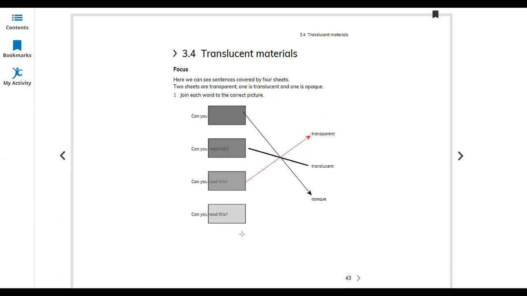And the fourth one also, it's clear, completely clear. So it's also transparent. So this one completely blocks the light, opaque. This one is blurred, we cannot read very well, translucent. And the other two we can read very well, so they are transparent. Let's move to the next page.